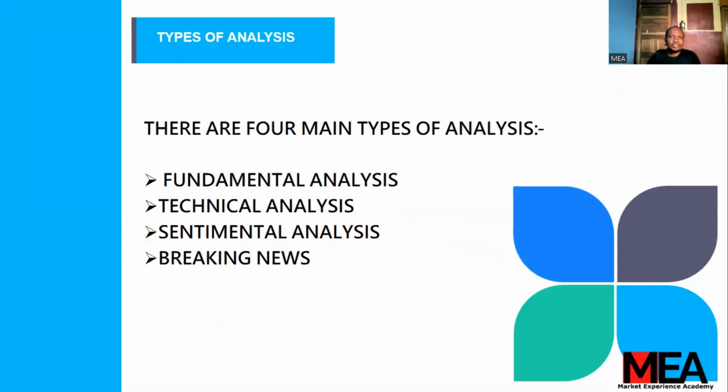So we entered a new topic, types of analysis. There are 4 main types of analysis in the market. We have the fundamental analysis, the technical analysis, the sentimental analysis, and the breaking news. These are the types of analysis we have in the Forex market. And some traders are known based on these types of analysis.